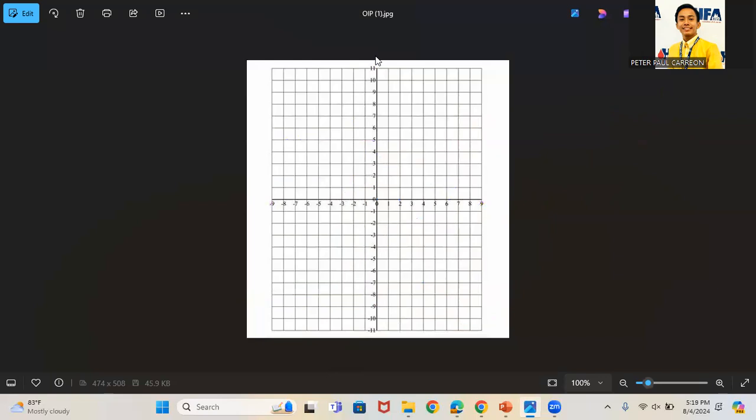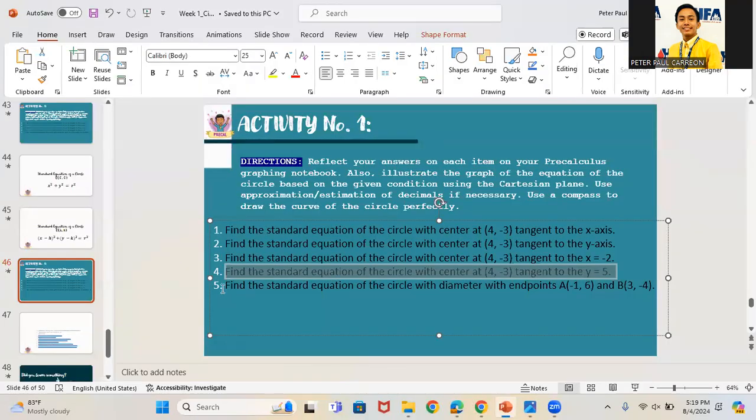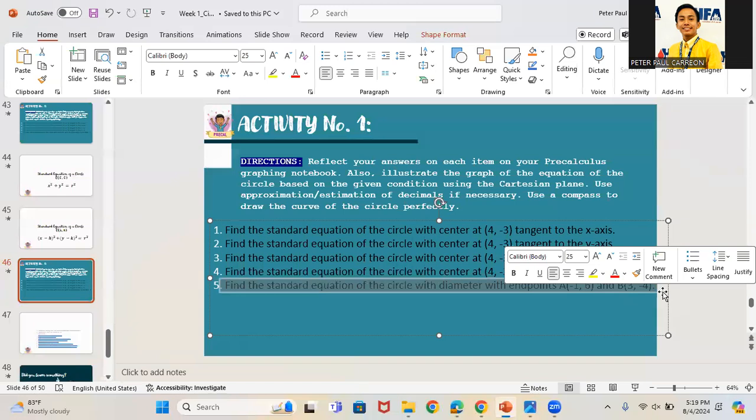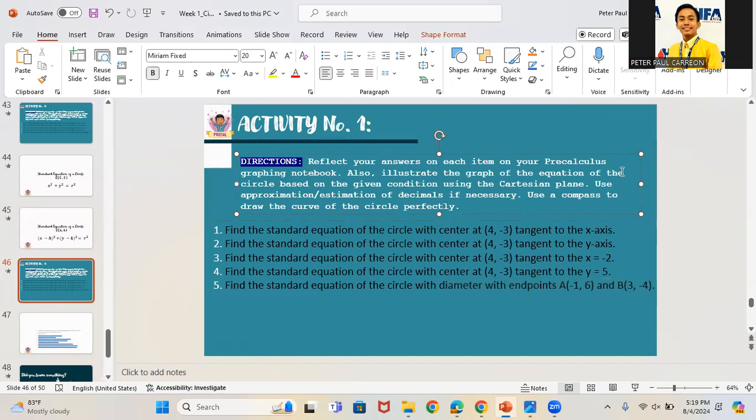I'll be erasing this first. Let's move now to our very last problem, which talks about the standard equation of the circle with diameter at endpoints. So let's write them first. The endpoints are at point A with coordinates -1, 6, and point B with coordinates 3, -4.